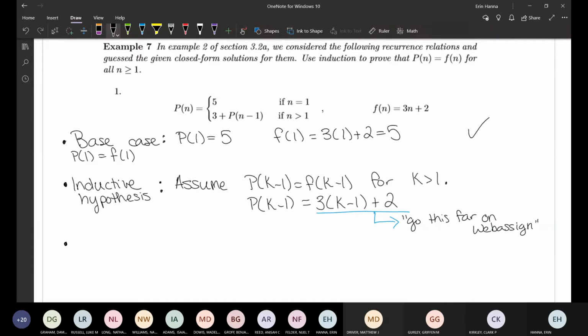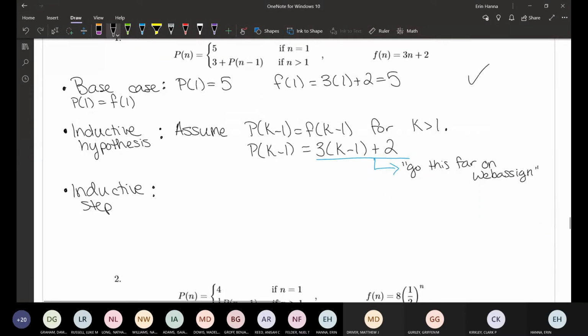Inductive step. How much space do I have? Am I going to run out of space? I should be able to do it. So start with P of k. Well, what would that be? That would be 3 plus P of k minus 1, if I just used the actual recurrence relation to write out what P of k is.